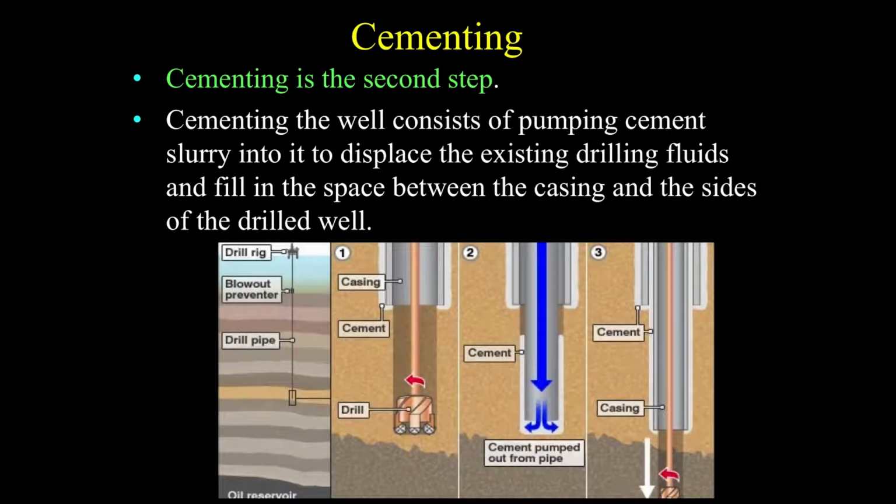Cementing is the second step. Cementing the well consists of pumping cement slurry into it to displace the existing drilling fluids and fill in the space between the casing and the sides of the drilled well.